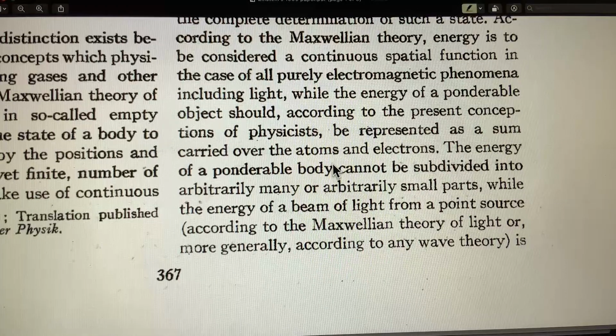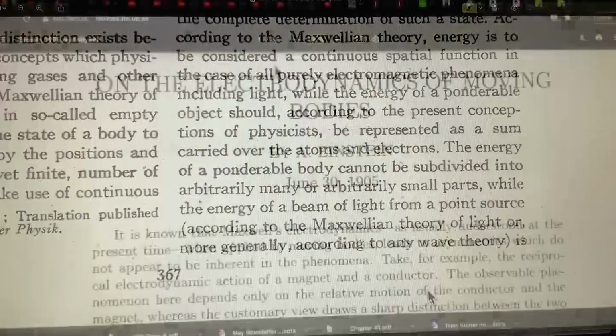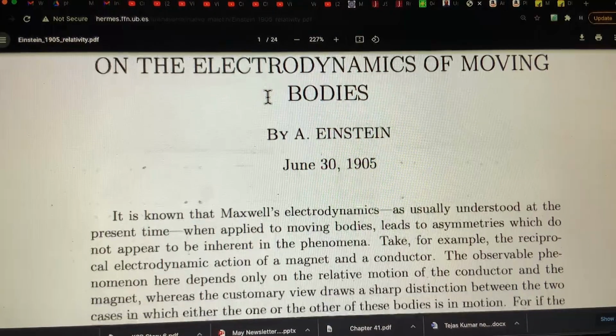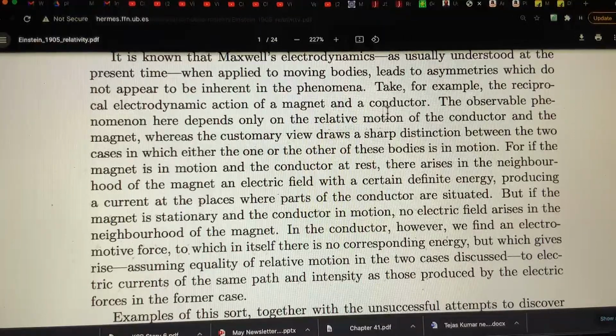Okay, in that paper on the special theory of relativity, this kind of thing is also there. This is the paper in which he established the special theory of relativity. The title is "On the Electrodynamics of Moving Bodies." And here also, in the opening paragraph itself, take for example the reciprocal electrodynamic action of a magnet and a conductor. Most of you must have seen or done this experiment as a demonstration.